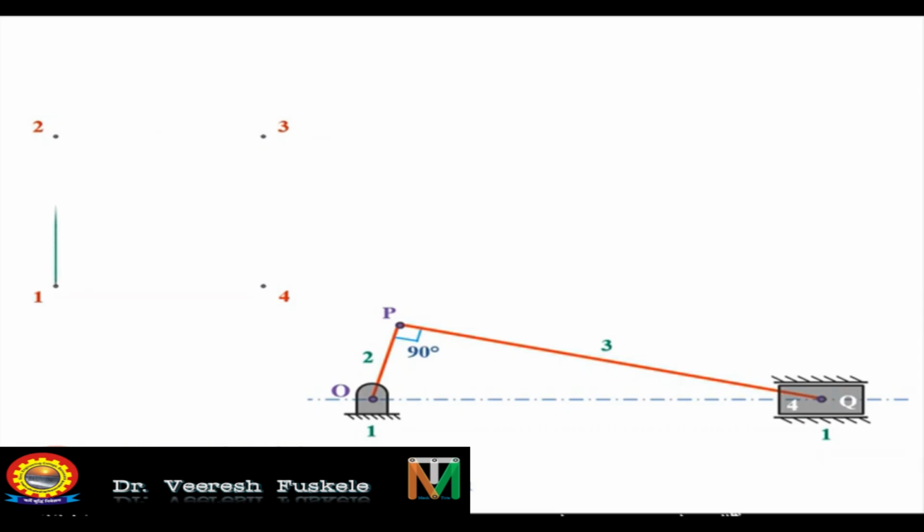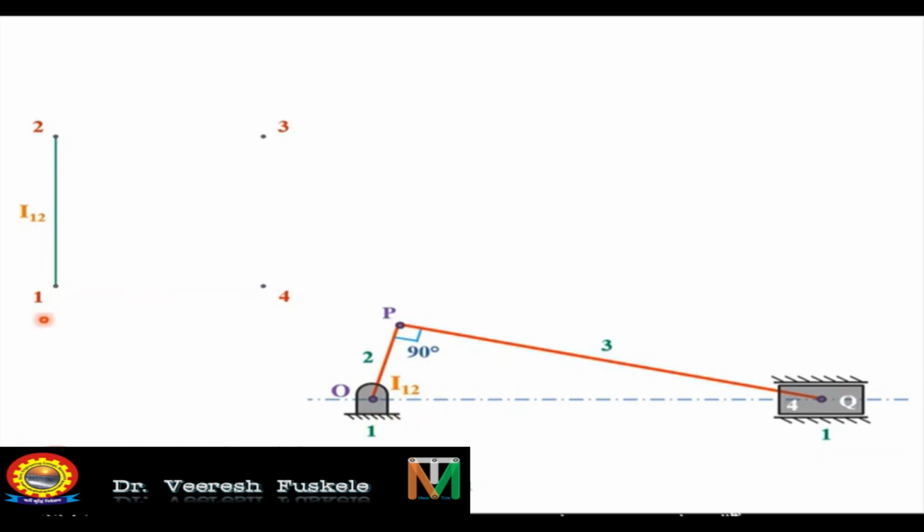So point 1 and 2 joined will give us instantaneous center I12, which will be located at point O, as at point O, the link 2 will be rotating about this point O. So link 2 will have the relative motion with respect to point 1. So this point will be I12.